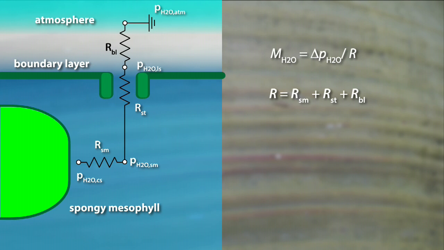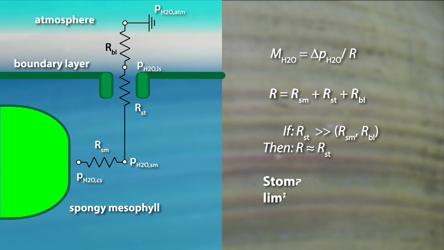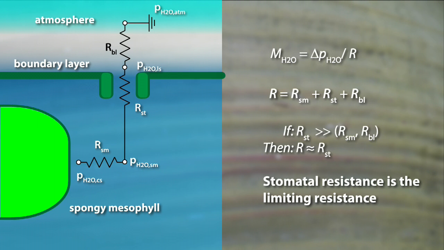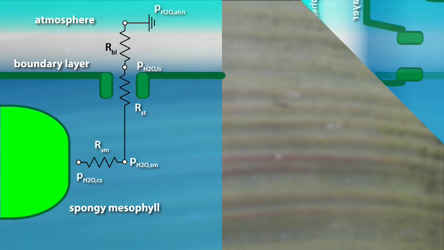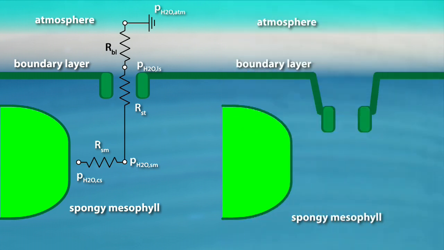The idea of the limiting resistance comes when one of these subsidiary resistances, let's say the stomatal resistance, is much greater than the other two. Then the total resistance to water vapor diffusion will be approximately that of the stomatal resistance alone. Stomatal resistance is therefore the limiting resistance. Variation in this resistance, as might occur by adjusting the stomatal aperture, will have a disproportionate effect on the leaf's water loss rate. This is the rationale behind desert plants sinking their stomata into pits.